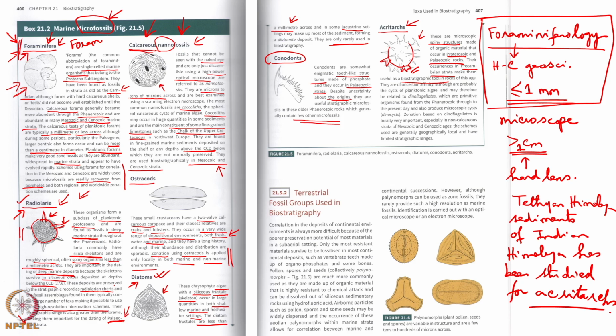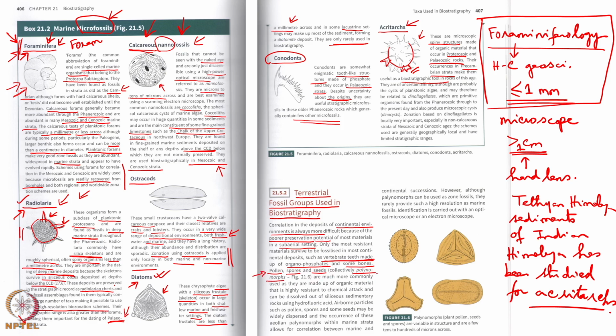Just like the marine fossils, we also have the terrestrial fossil groups that are used in biostratigraphy. Here is a brief discussion. Note that in the continental environment, fossils are less likely to be preserved. That is what is said. Poor preservation potential exists here in the subaerial setting. Certain vertebrate teeth can be preserved, and these teeth are made up of organophosphates, and some bones can be preserved. Pollens, spores and seeds are collectively called palynomorphs.